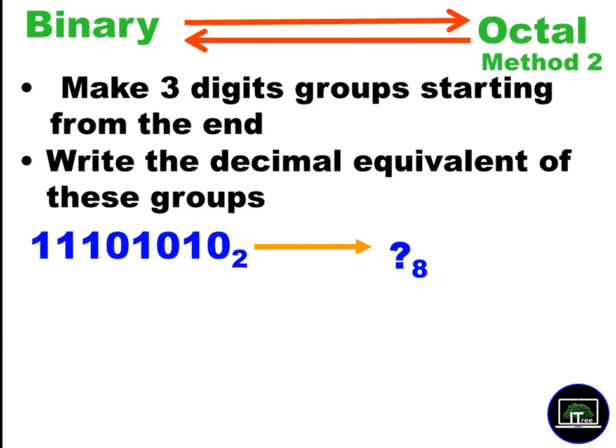You divide into 3-digit groups, something like that. Then write the decimal equivalent of these groups. So the first one is 1 1, the next one is 1 0 1, and the last one is 0 1 0. You get something like this.